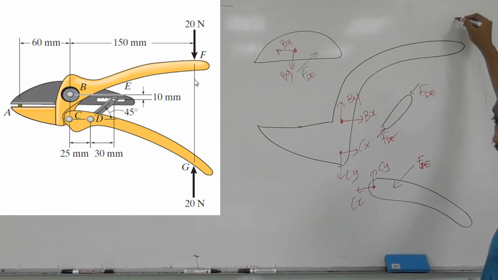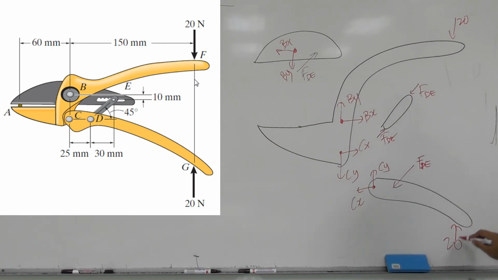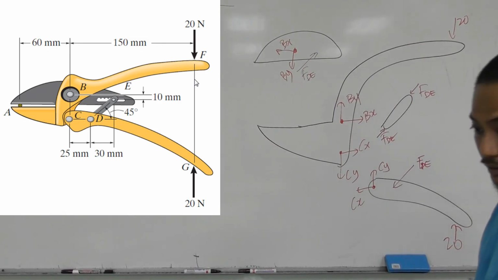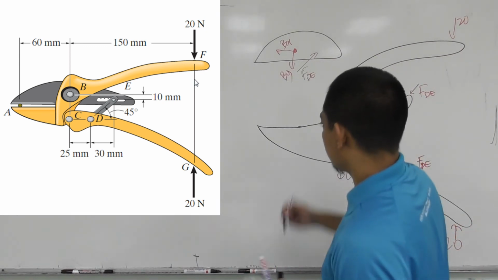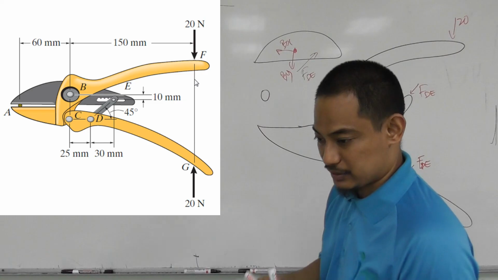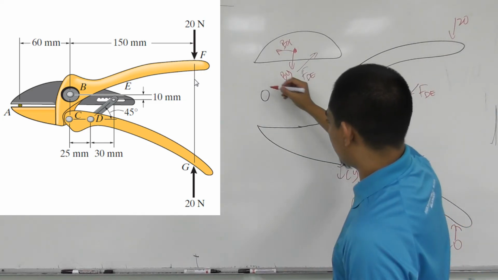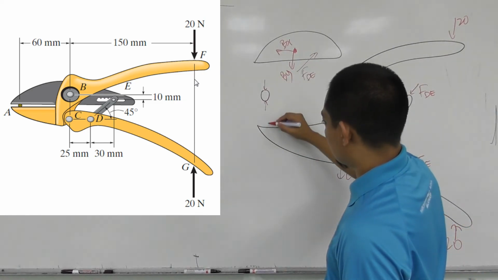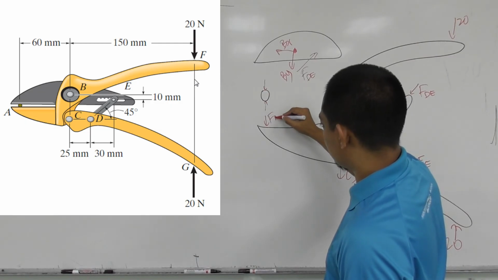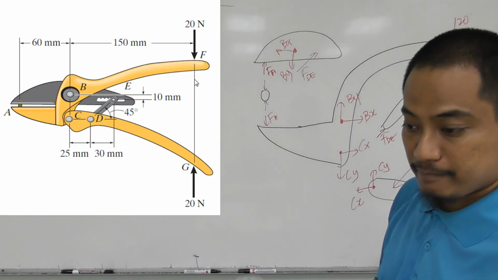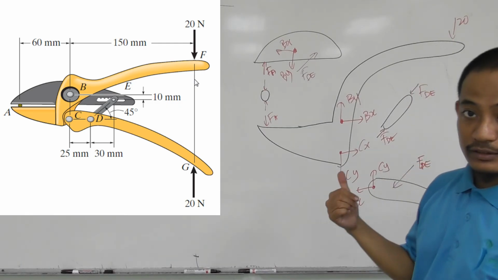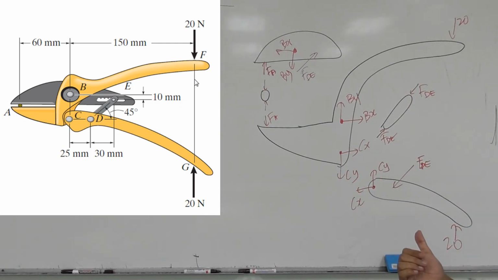What else? Of course, this one you have 20 and 20 here. You see? And then the last one is, okay, if you actually draw also the thing being cut in the middle there at A, this one will be compressed like that, so you'll have FA here, something like that, FA there. Right, so that's how you draw the free body diagram.